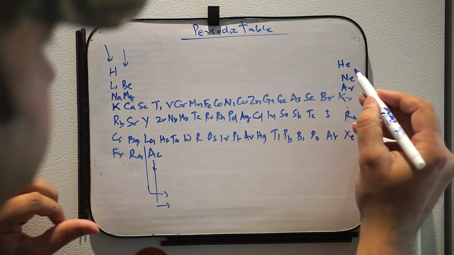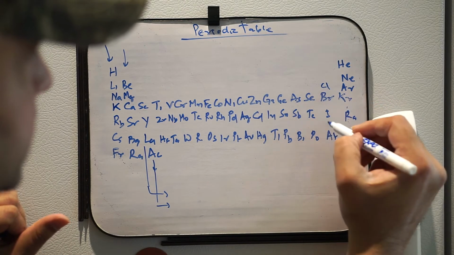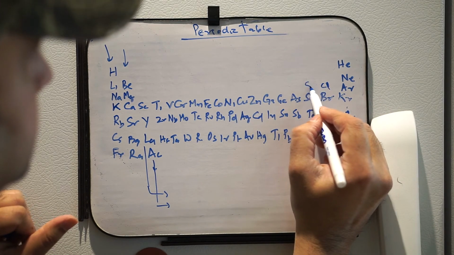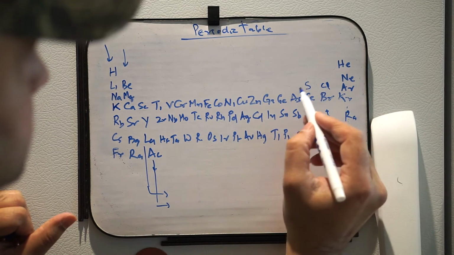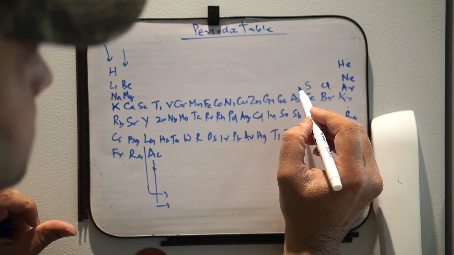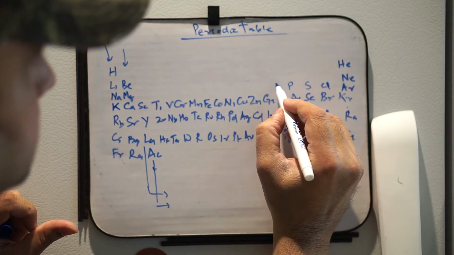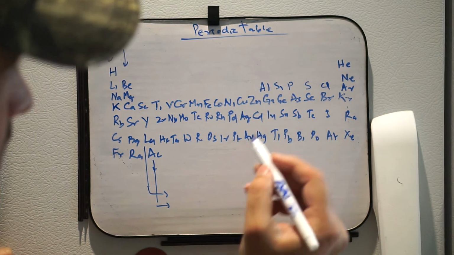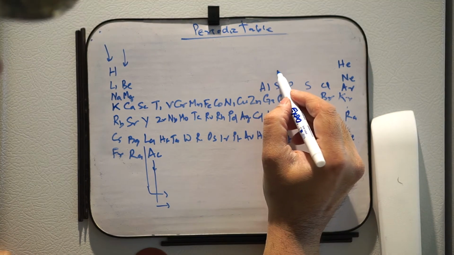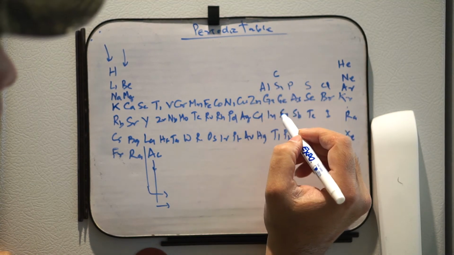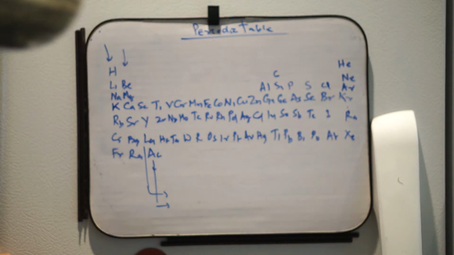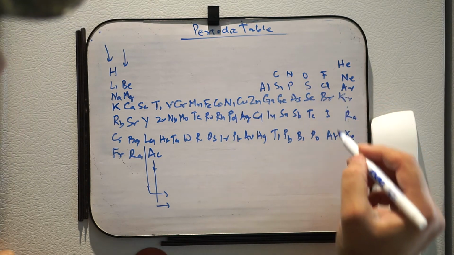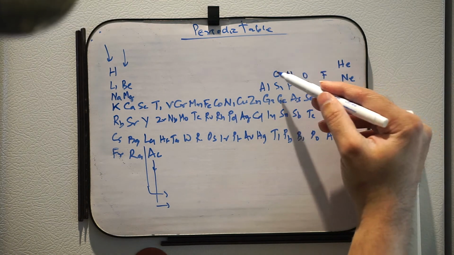So chlorine, bromine, iodine, astatine, phosphorus, silicon, aluminum. Silicon is in the same family as carbon. Carbon, silicon, germanium, tin, lead, similar families. Okay, so fluorine, oxygen, nitrogen, carbon.